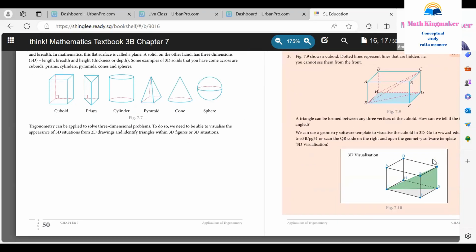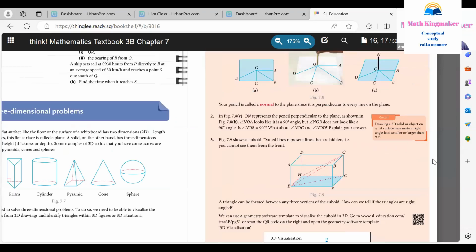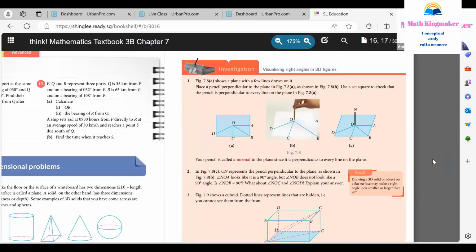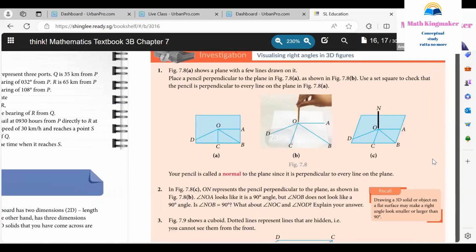And in 2D, you have only two dimensions. Like you have a paper of your notebook. That is two-dimensional because it doesn't have a thickness, or it has only minute thickness. So any surface is a two-dimensional figure. Now, is it visible? You have to visualize where the right angle is.